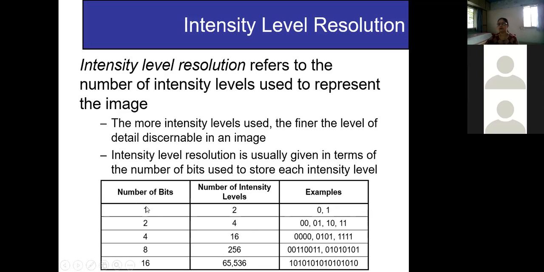If you use only one bit, it is a binary image and it can have only two values, 0 and 1. And as you go on increasing the number of bits used to represent the image, more number of intensity levels are available as shown here. So if you have 8 bits, a total of 256 intensity levels are available ranging from 0 to 255. Okay, as shown here.